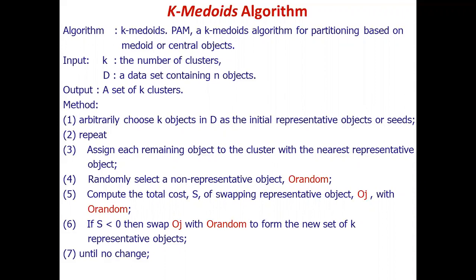Next, choose any other non-medoid object, that is O random, from any of the clusters and consider that as the new medoid object, and compute the distance between the new medoid object and every other object in all the clusters. Then assign non-medoid objects into appropriate clusters. Again compute the total cost for forming k clusters. Now we calculate the S value. S is nothing but the current cost minus the previous cost. Then check if S is less than 0. If so, swap O j with O random, that is, the old medoid with the newly selected medoid. Repeat the steps from 3 to 6 for every possible combination of medoids.